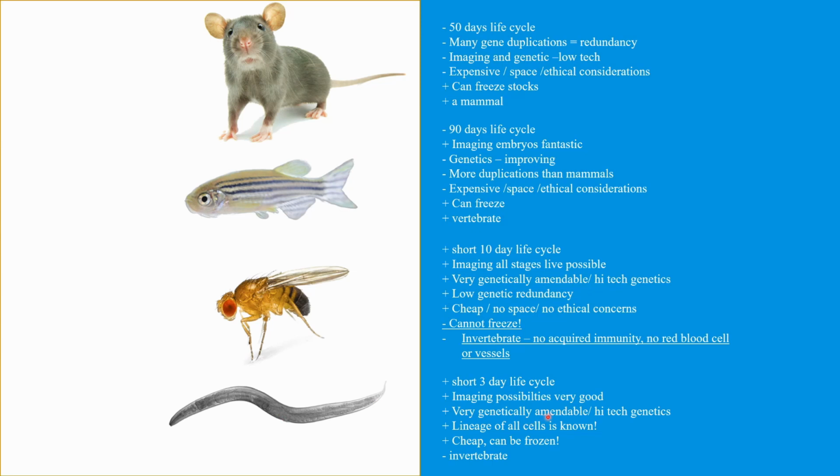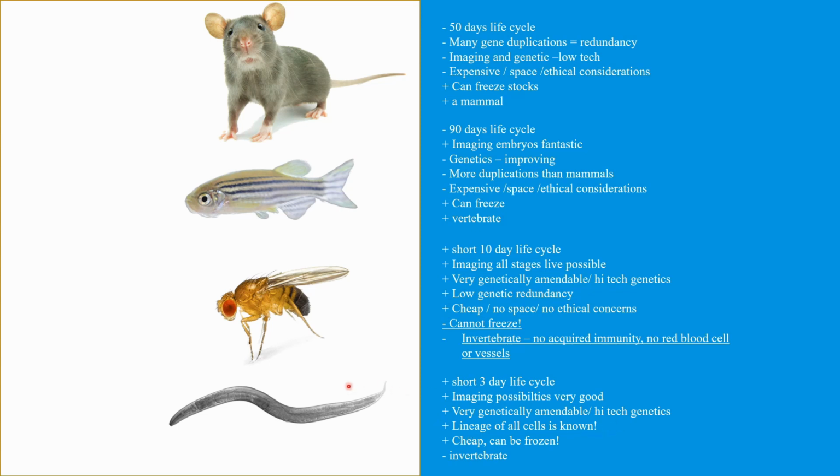They are very genetically amenable, which is a very good combination to have with the imaging possibilities. Basically, you can feed these guys RNA that will interfere with a gene function. You can have bacteria that express RNA that will interfere with the genes in the animal after it eats it. So it's very easy to perform knockdown studies with these animals. And they have quite high-tech genetics, I would say. They are not as high-tech as flies. Flies have always led the forefront in terms of pushing the genetic tools, but they are not far behind.